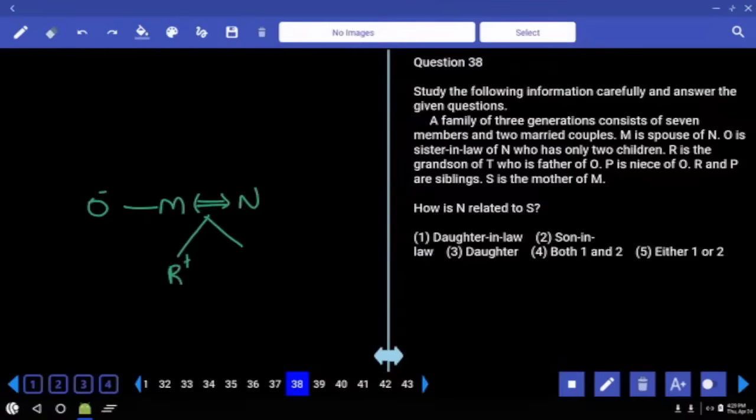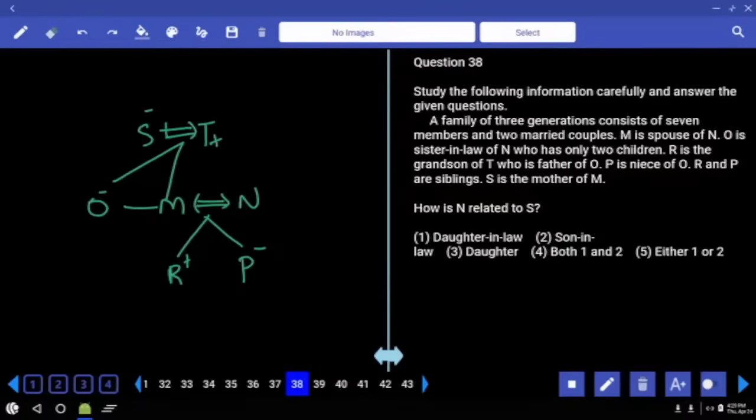R will be somewhere here and T in the first generation. Maybe M is the child, or N can be the child of this one. And R is the grandson of T, T who is the father of O. P is the niece of O. P will be here. R and P are siblings to each other. And S is the mother of him. As S is the mother of him, S and T are married to each other. S is a female.